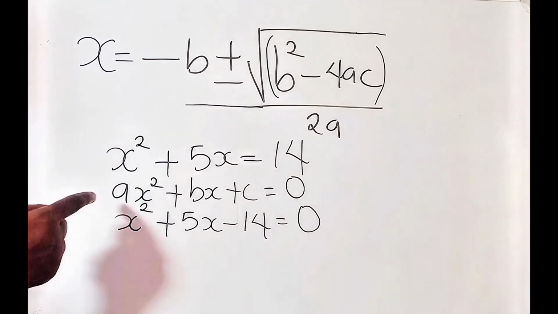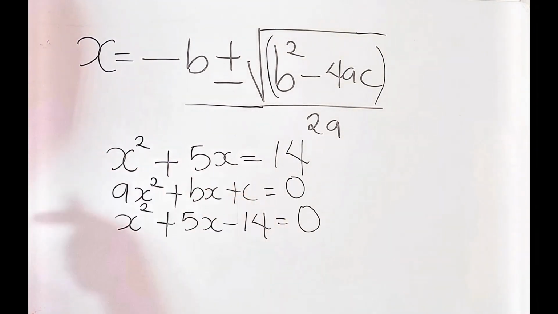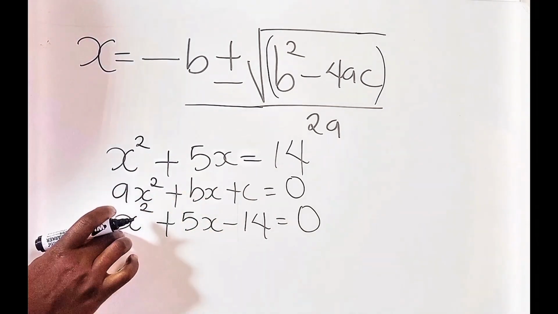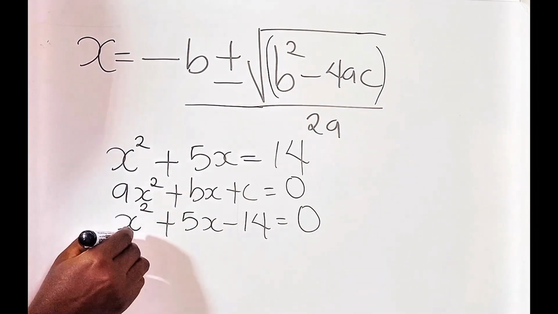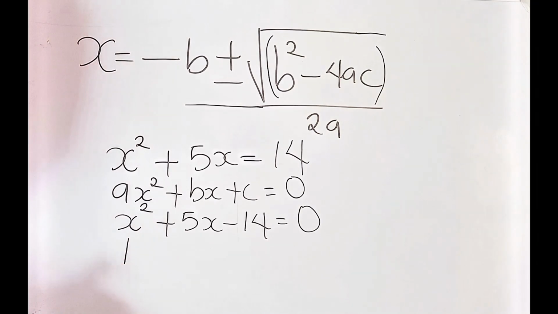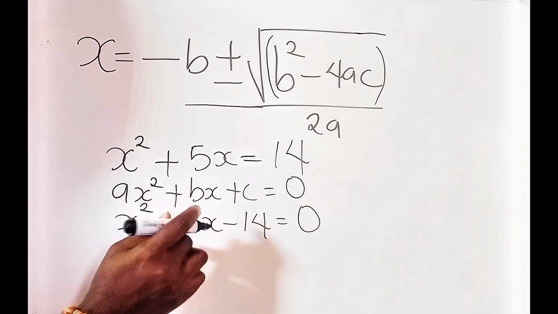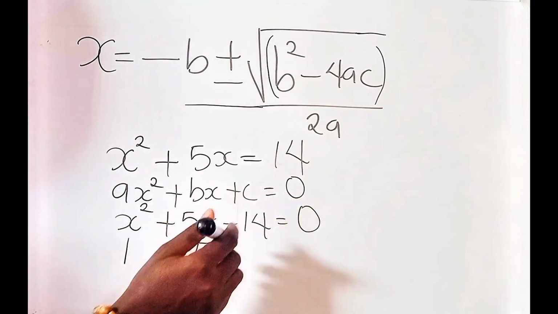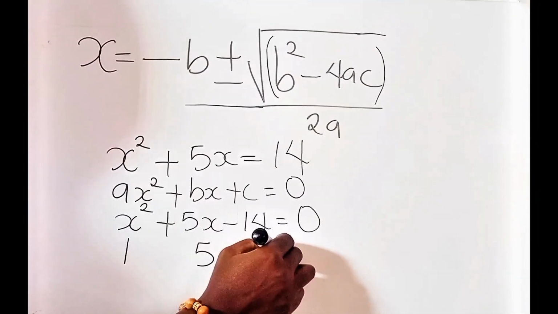In this standard form, we have a as the coefficient of x squared. In this place, a would be 1. Then b is the coefficient of x, which in this equation is plus 5. And c, the constant, is minus 14.